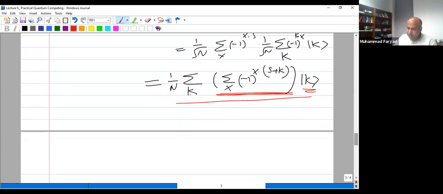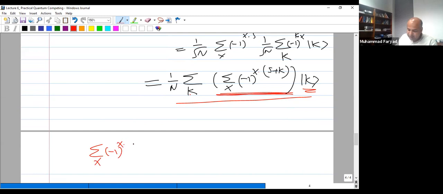So this coefficient, sum over x of minus 1 to the power x·(s plus k), I can conceptually expand it like this: minus 1 to the power 0,0, let's say for 3 qubits, times (s plus k), plus minus 1 to the power 0,0,1 times (s plus k), and so on.